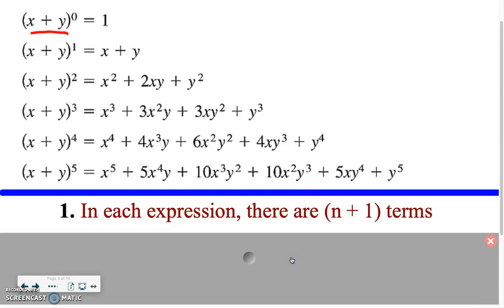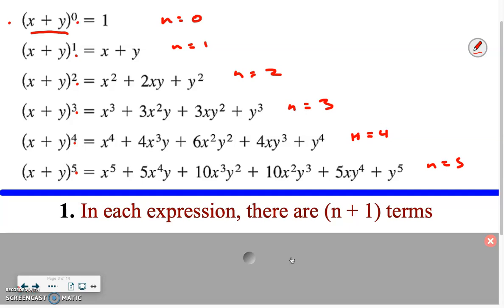First thing we want to notice is that in each expression there are n plus 1 terms. Now let's not overcomplicate things. n just represents the exponent. So all day long throughout section 9.5, we're going to see a lot of formulas and things like that. n always represents your exponent. So in this first line, we know that n is 0. In the second line, n is 1. Here, n is 2. Here, n is 3. Here, n is 4. And finally, n is 5. Again, just looking at the exponents.